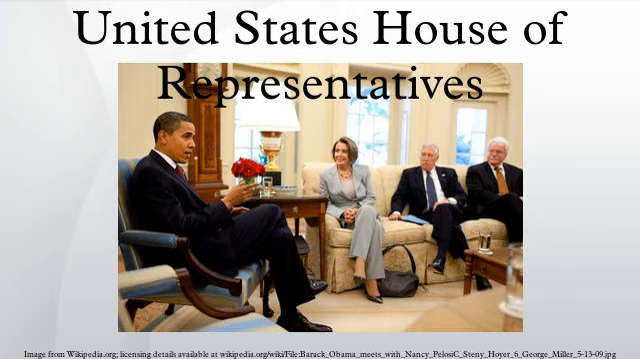The United States House of Representatives is one of the two houses of the United States Congress. It is frequently referred to as the House. The other house is the Senate. The composition and powers of the House are established in Article I of the United States Constitution.